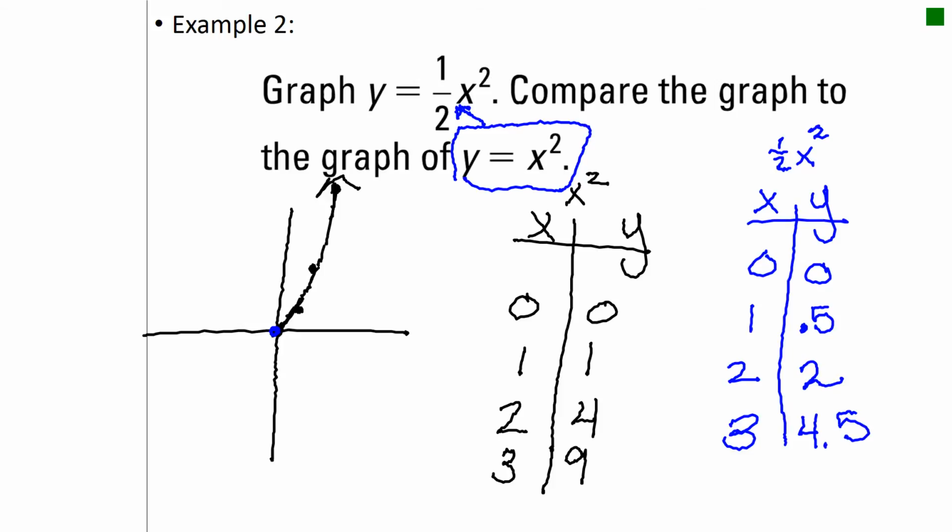So let me go ahead and graph it so we can see what's happening. So we have 1 and 0.5. We have 2 and 2. We have 3 and we have 4.5. What happened? Did our shape get skinnier? Did it stay the same? Did it move to the right or to the left, up or down, or did it get fatter? When you're comparing the two graphs, you're going to tell me that it got fatter, got wider.